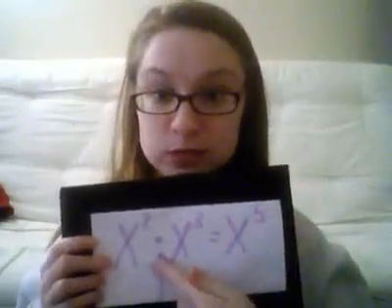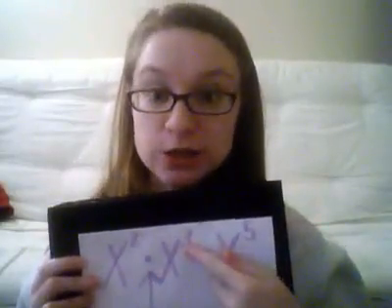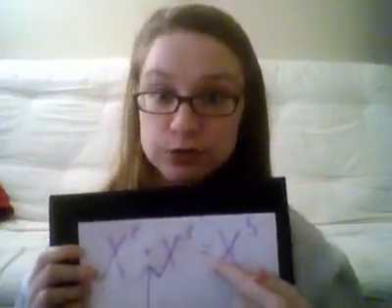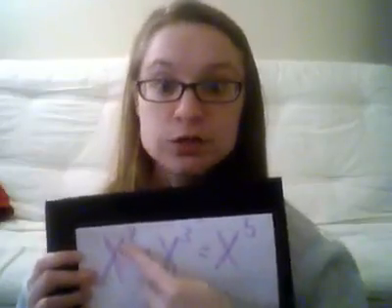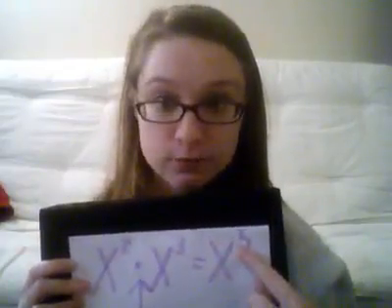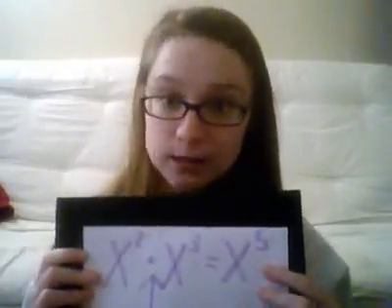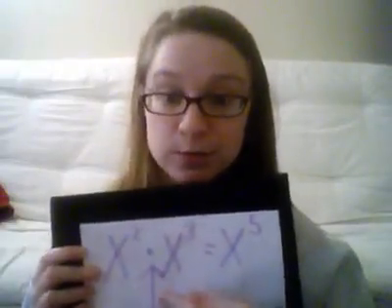So the answer here is x squared times x to the third power is actually equal to x, keep your variable, 2 plus 3, which is 5. You do not multiply the exponents when you have this type of situation here.